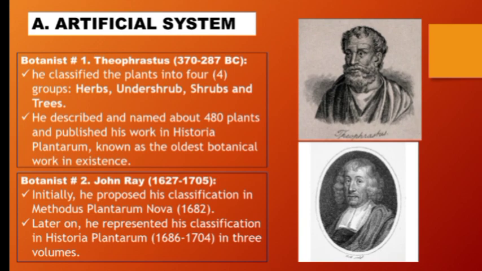Second, botanist number 2 is Caesalpino. He initially proposed his classification in Methodus Plantarum Nova, another book. Later on, he represented his classification in Historia Plantarum in 3 volumes.